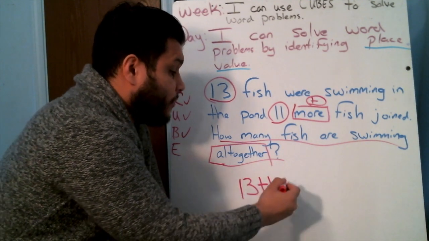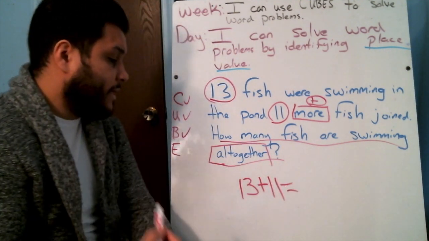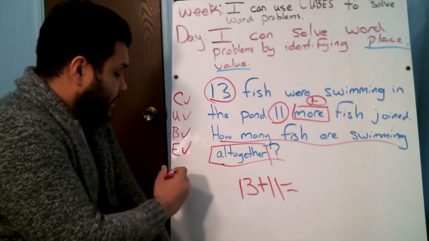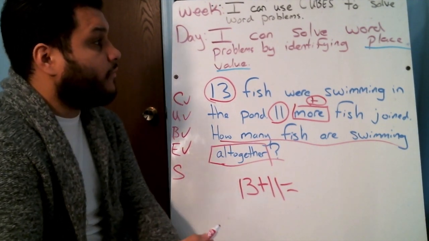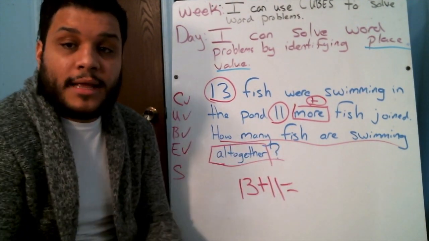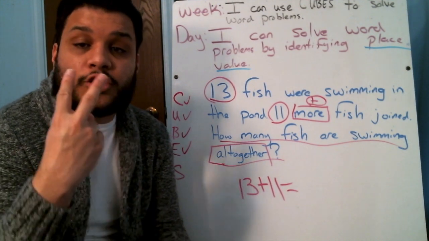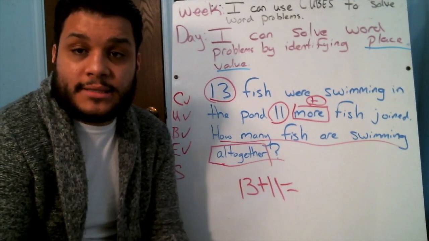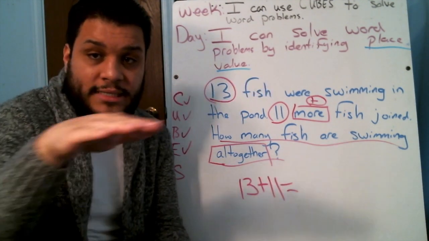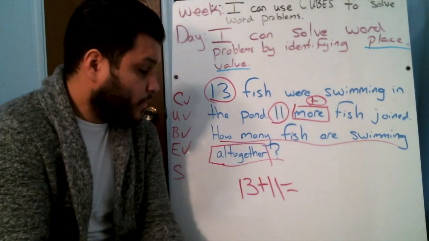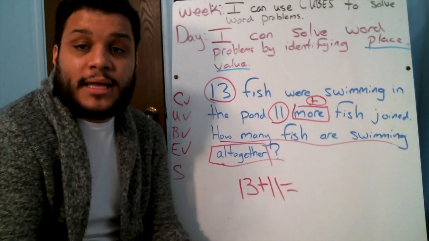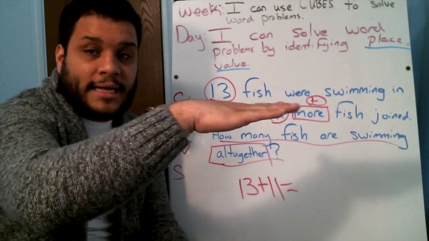And I'm trying to figure out how many are all together. Now I'm going to move on to my next part, which is my S, my solve. If you guys remember, I said earlier that there are two ways to write our number sentence. We can write it horizontally or vertically. Right now, Mr. Nieves has written his number sentence horizontally.